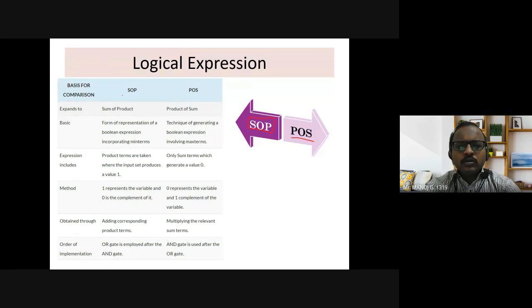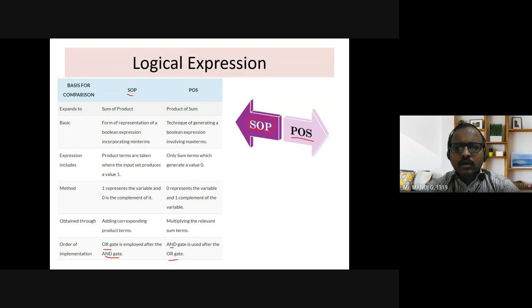So this sum of product can be used with OR gate, and after that you can use AND gate. OR gates are employed after the AND gate. In sum of product, please remember you have to implement OR gate after the AND gate, and for product of sum we use AND gate after the OR gate. This is the thumb rule.